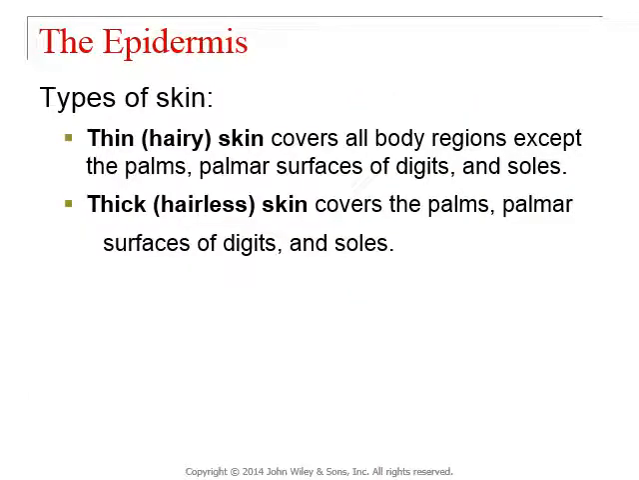So there are two types of skin that we see. Thin or hairy skin covers all the body regions except for the palms and also the palmar surfaces of the digits, as well as the soles of the feet, or the plantar surface of the foot. Thick or hairless skin covers the palms, the palmar surface of the digits, and the soles of the feet, of course.